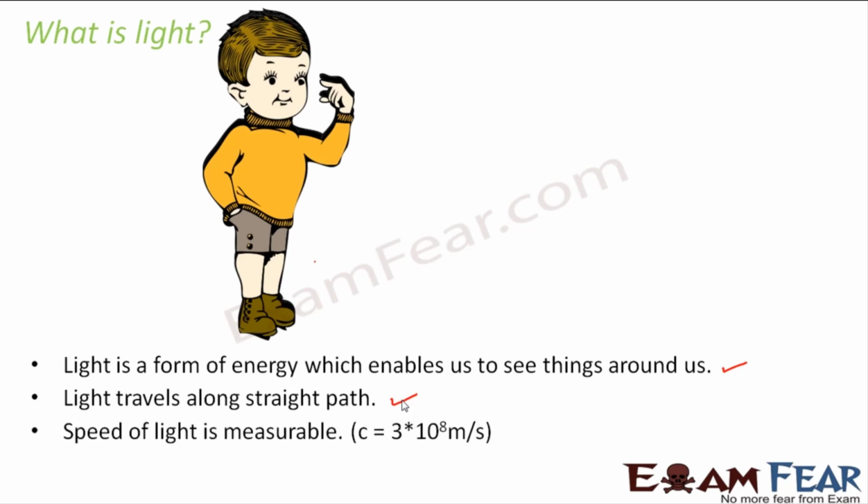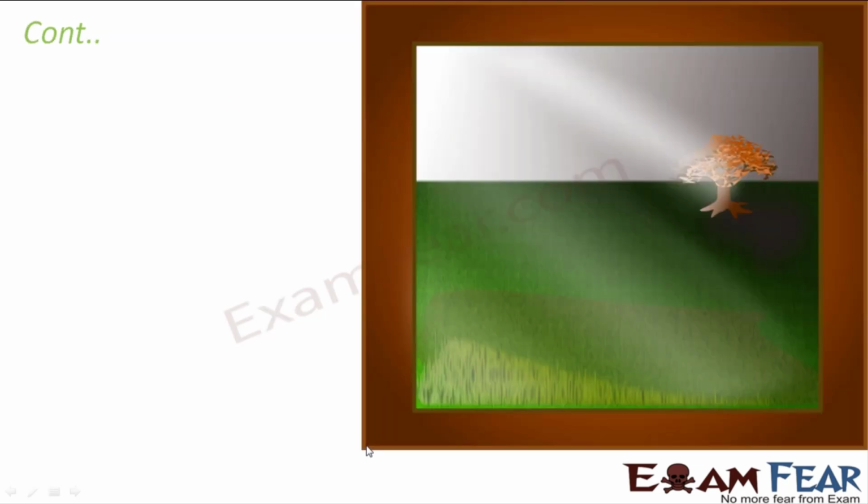Speed of light is measurable and it is supposed to be a constant value, which is 3 × 10^8 meters per second. So this much is the speed of light, and it is generally denoted by a small c. That is the convention which has been used since years. So this was something about light.